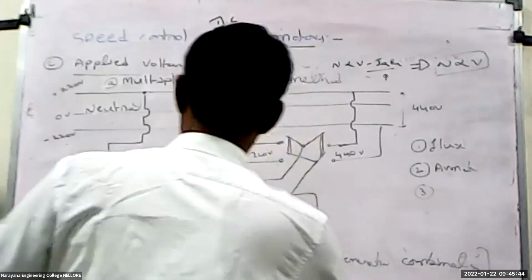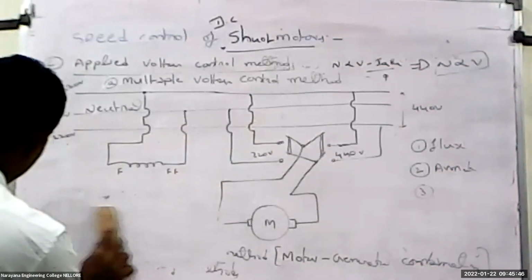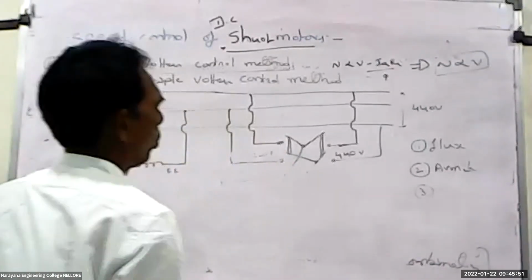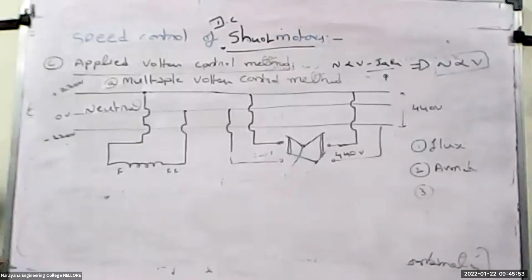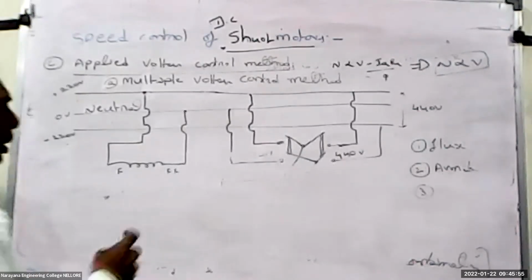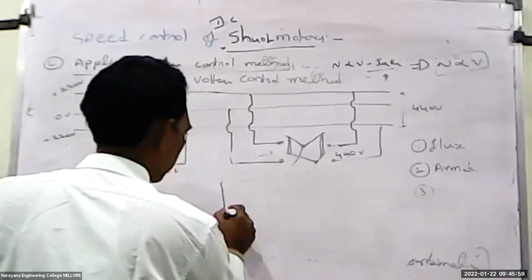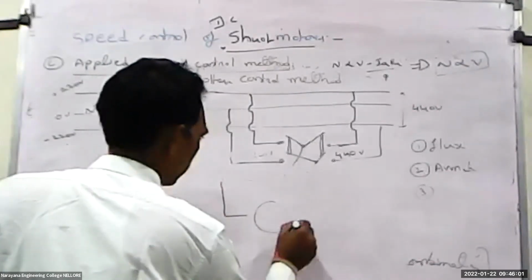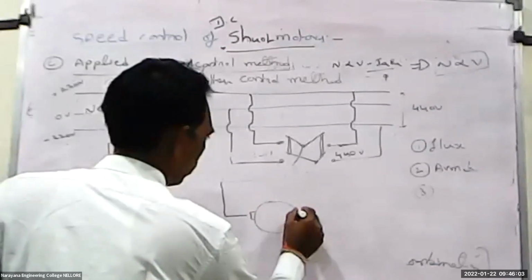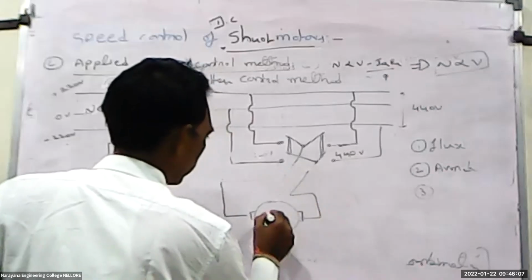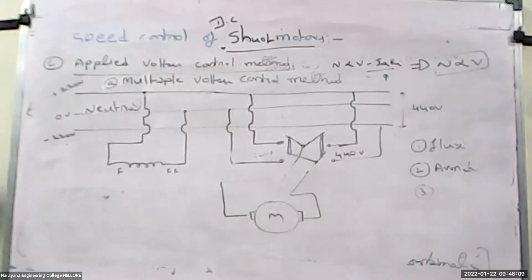Okay, then I have to take the snapshot because of my mistake. This graph. I have to take the snapshot. Then I will go for the next one, motor.